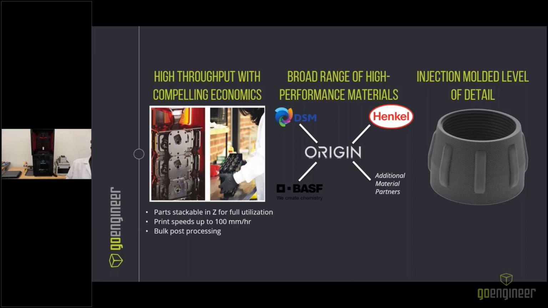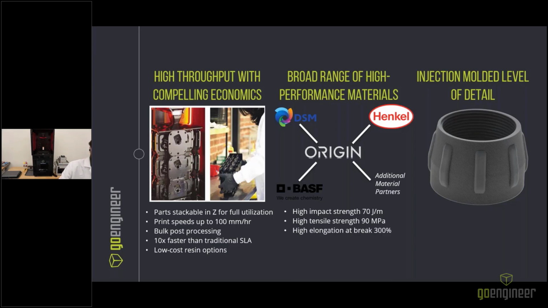Bulk post-processing is also an option. GoEngineer provides post-processing solutions for large-scale manufacturing with additive. This is 10 times faster than traditional SLA with low-cost options. There's a broad range of high-performance materials offered by our partner companies that will continue to grow. High impact strength, high tensile strength, and high elongation at break.